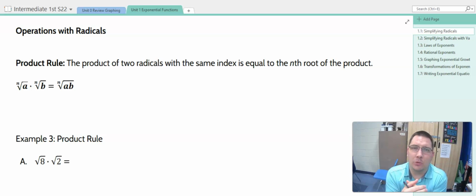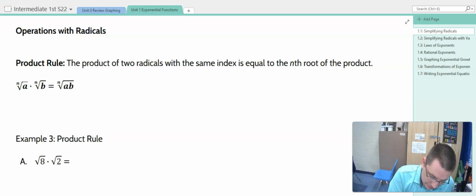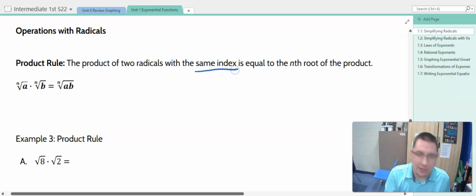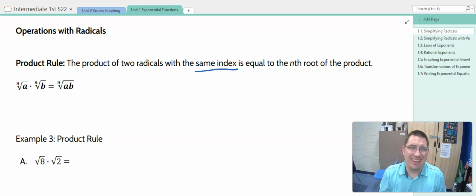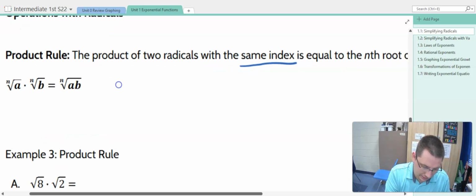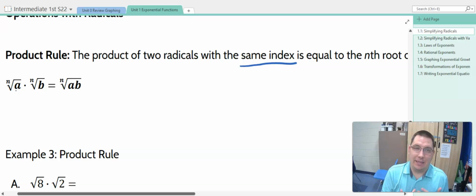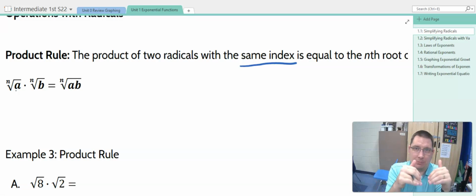So with the product rule, remember product is multiplication, the product of two radicals with the same index, and that's the key, the index must be the same. So they have to both be square roots or cube roots or whatever the root might be, is equal to the nth root of the product. And so here it is in algebra. If I take the nth root of A and multiply it by the nth root of B, I get the nth root of A times B.